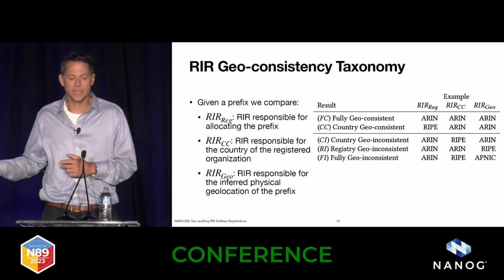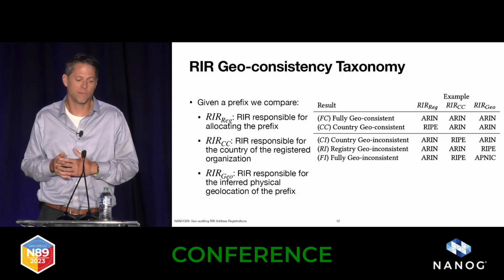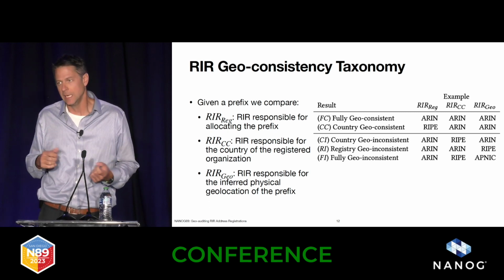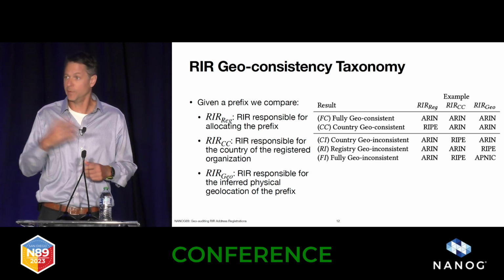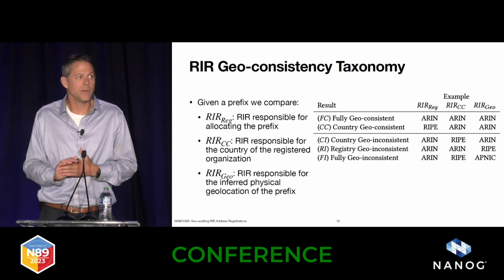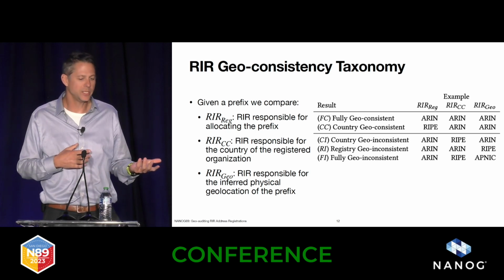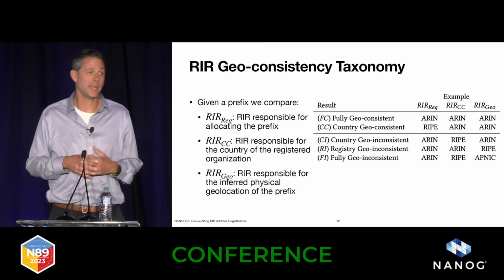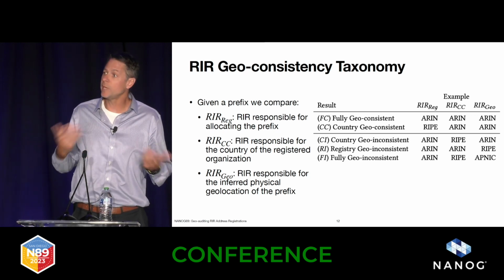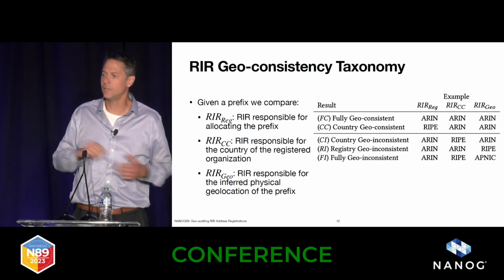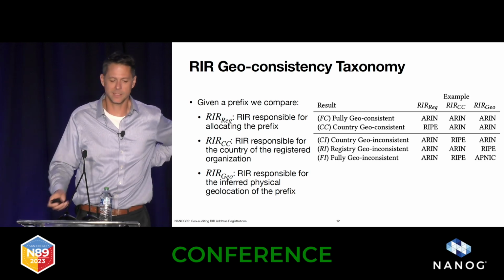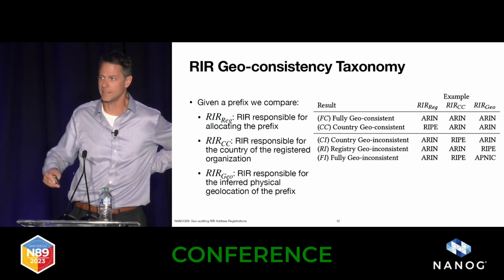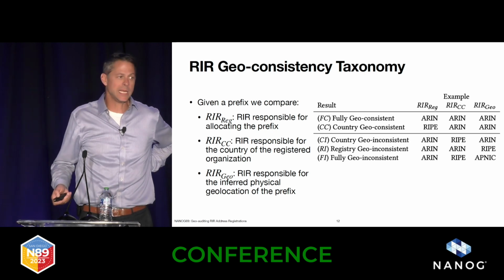At the other end of the spectrum would be something we would call fully geo-inconsistent. An example of that would be, as I was pointing to earlier, a prefix that's in the ARIN region. The organization corresponding to that might be in, say, the RIPE region. But then when we geolocate it, it's geolocating to Japan, for instance. And this is, again, what we would call fully inconsistent. And there's a range of intermediate consistencies.